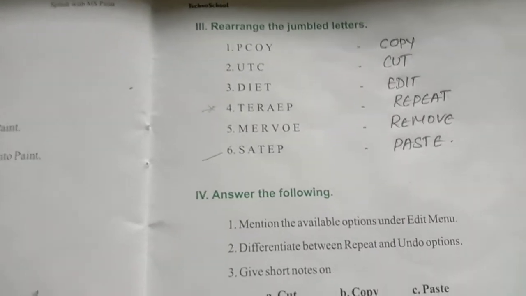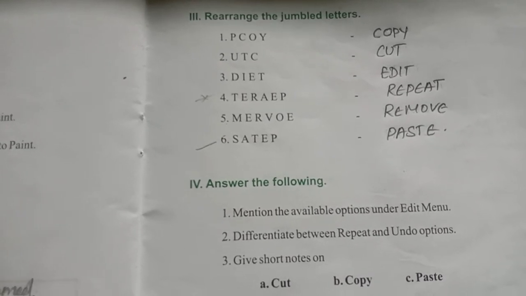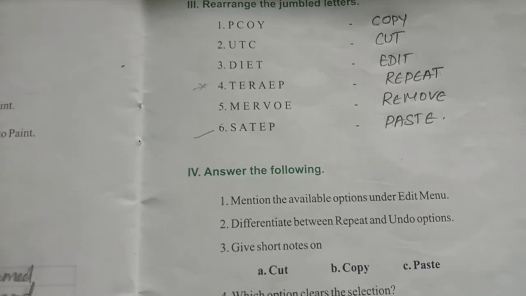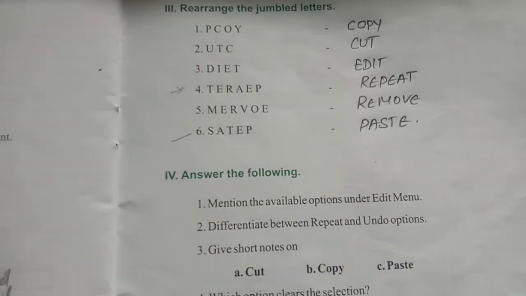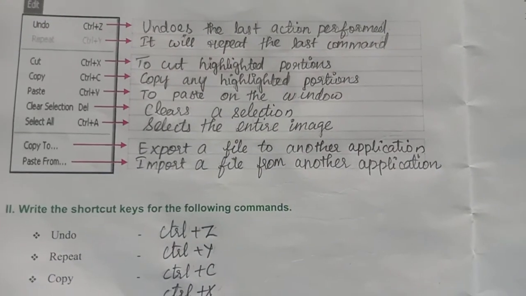Next, rearrange the jumbled letters. First is copy. Second is cut. Third is edit. Fourth is repeat. Fifth is remove. Sixth is paste. I request everyone to copy the same in your textbook activities, children.